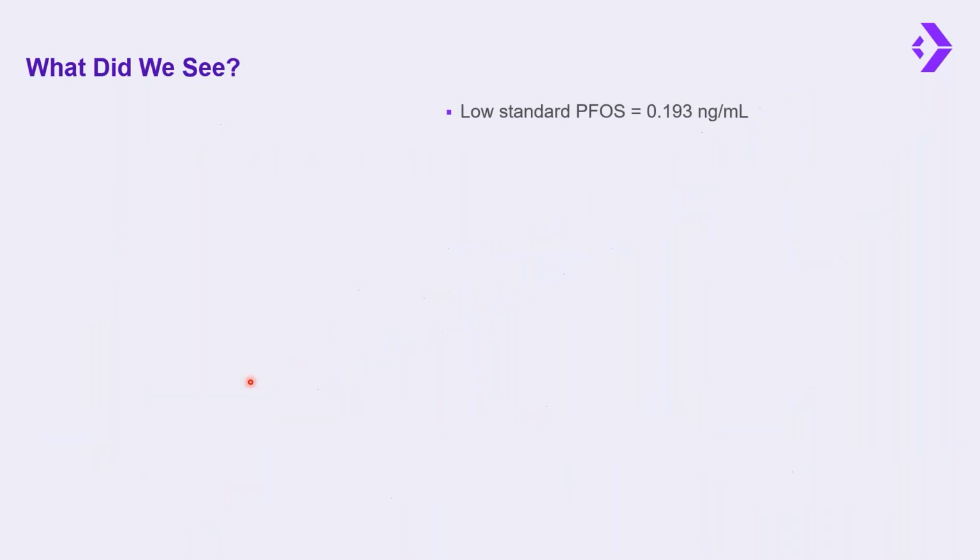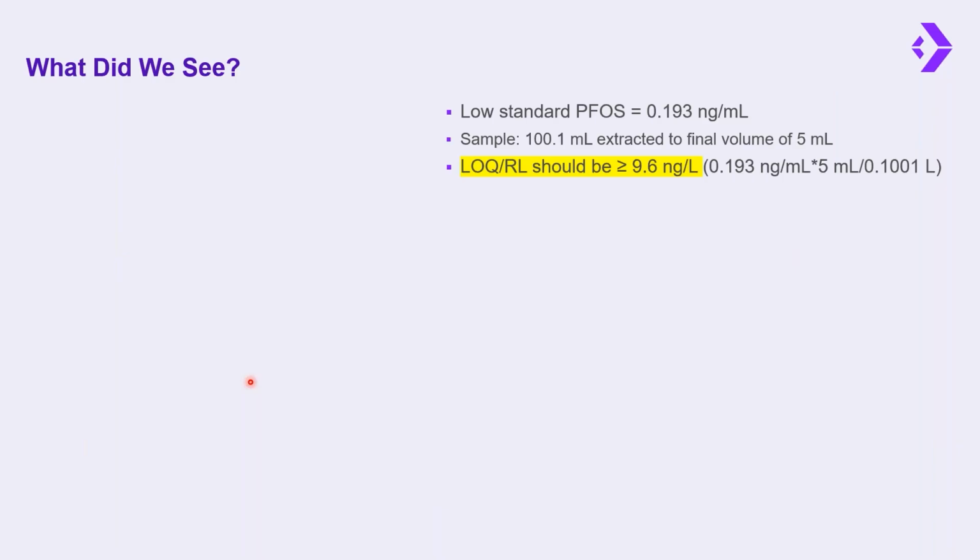So what did we see? In this example, the concentration of the low standard for PFOS in the calibration curve was 0.193 nanograms per mil. The lab extracted about 100 mils of sample down to a final volume of 5 mils. So the calculation of that reporting limit is shown here. It's based on the lowest concentration standard in the curve, the 0.193 nanograms per mil, the final extract volume of 5 mils, and the volume of sample extracted, the 100 mils. As you can see, based on that calculation, the reporting limit would have to be greater than or equal to 9.6 nanograms per liter based on the lowest concentration standard in the curve.